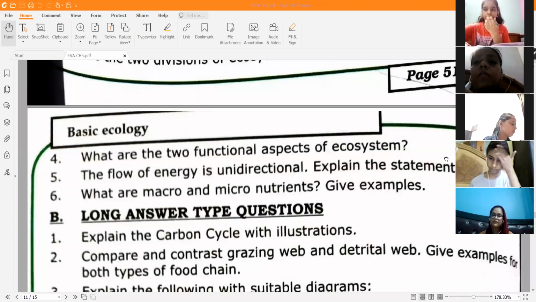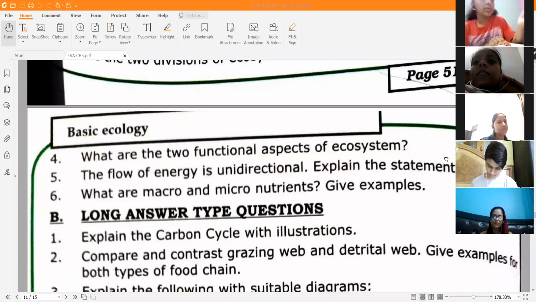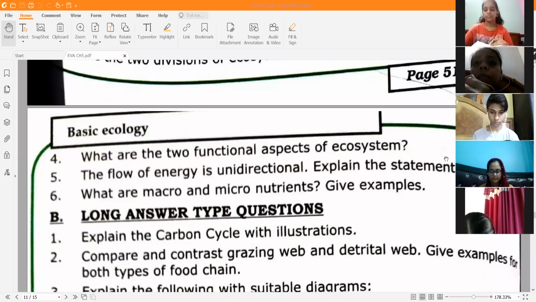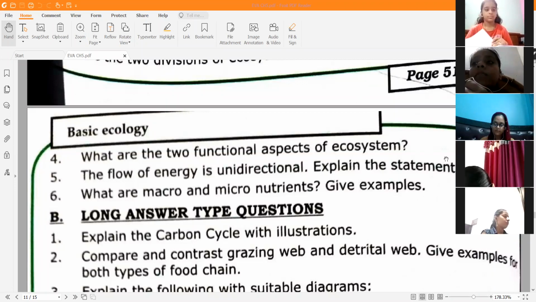Ma'am, the flow of energy is unidirectional because when the solar energy is trapped by the chlorophyll, then it cannot retrace the path back to the sun. That is why the energy passed to the consumers and the decomposer cannot be retraced their path back. Very good. Very good. Fine.